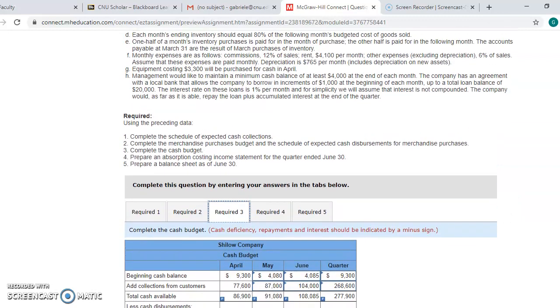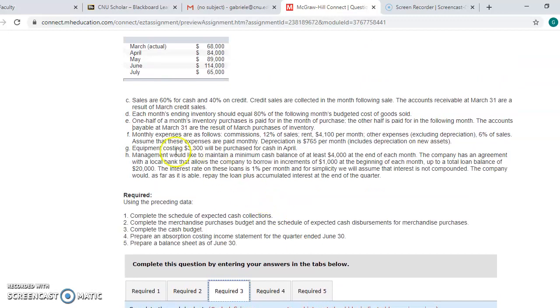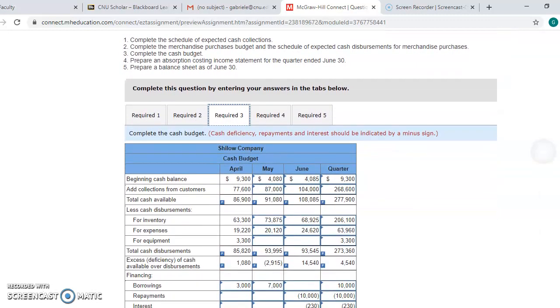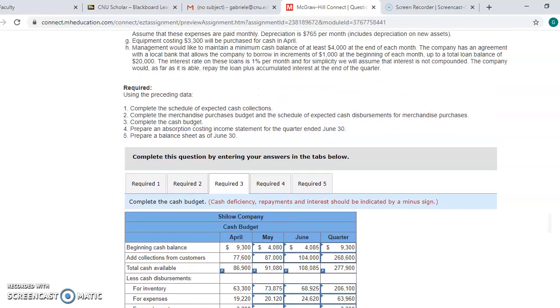For that, you're going to have to go back up here and read these instructions. If you look right here, it tells you that monthly expenses are as follows: commissions, 12% of sales; rent, 4,100 per month; other expenses, this is excluding depreciation, because remember, depreciation is not a cash expense, 6% of sales. And it says assume that these expenses are paid monthly. They also tell you depreciation, but that's not relevant because what we're doing is the cash disbursements for expenses. Let's take a look at April, because once you can figure one out, you can do the others.